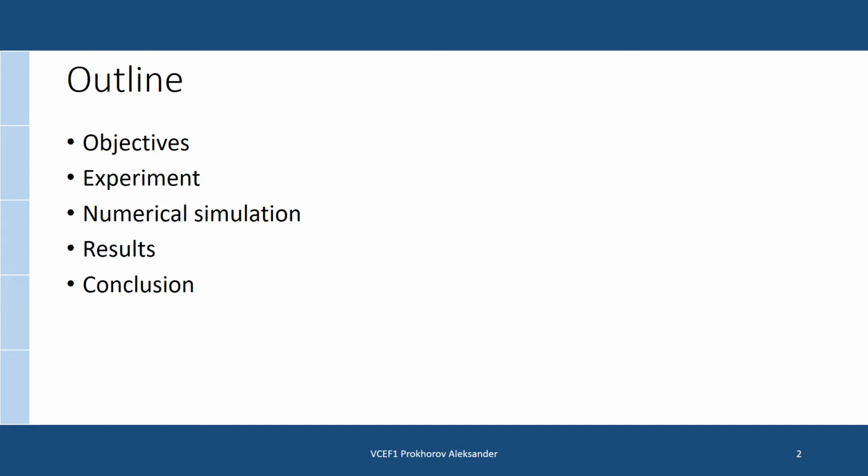In the first, I will talk about the goals set in the work and the methods for achieving those goals. Next, I will talk about the experimental parts of the work, then about the numerical model. In conclusion, we consider the results of the study and summarize the work.